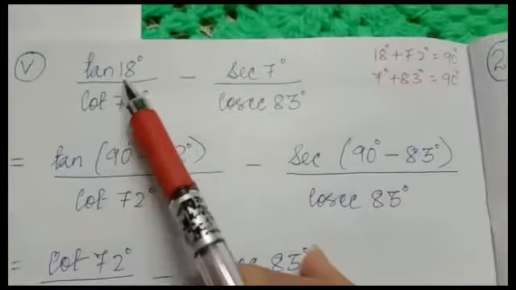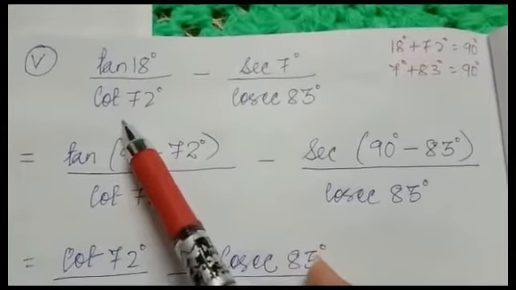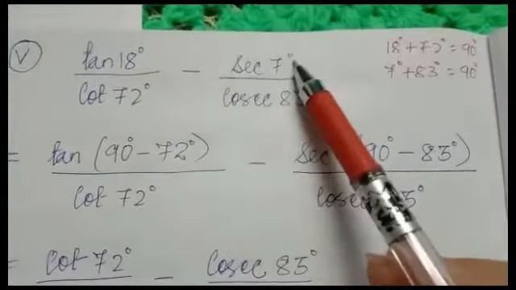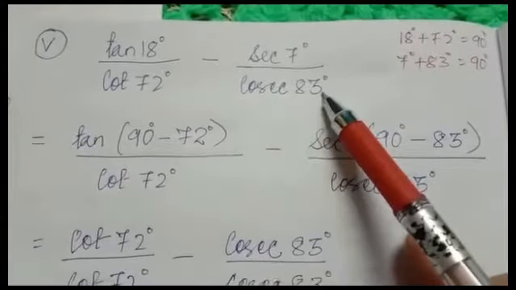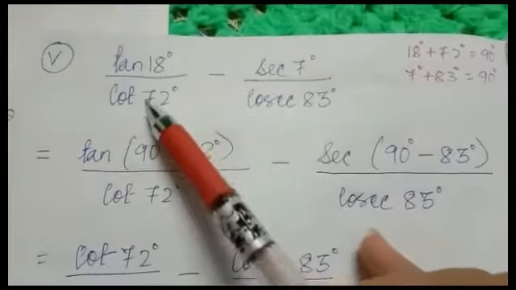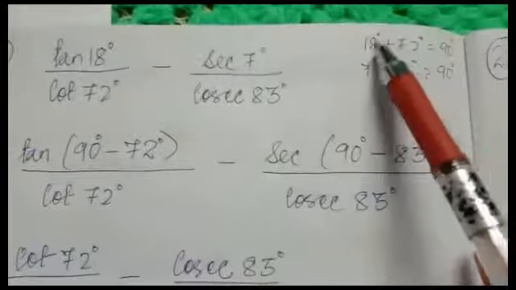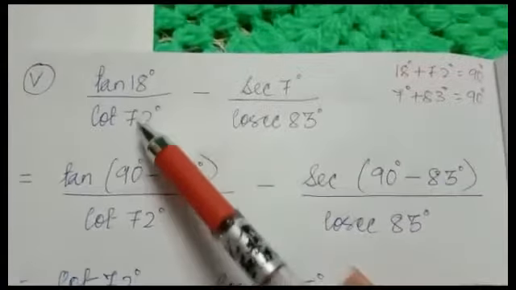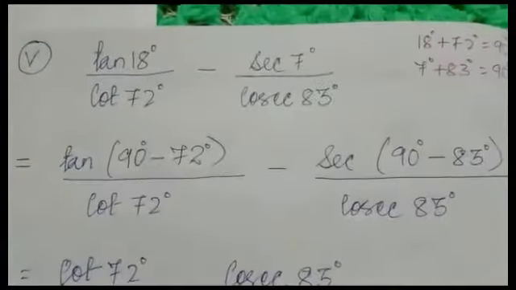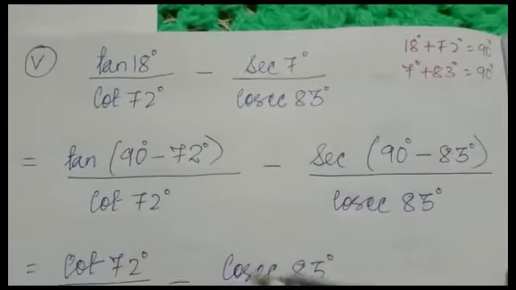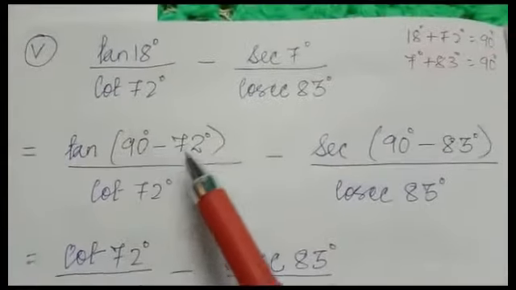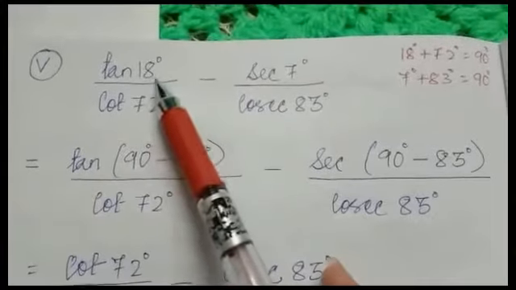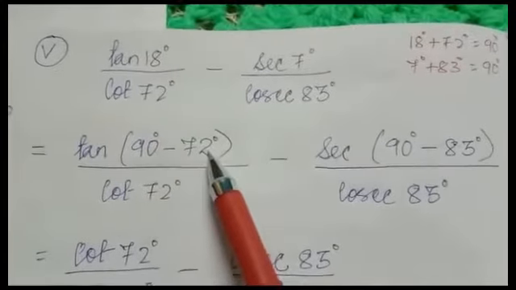Now number 5: tan 18 degree divided by cot 72 degree minus sec 7 degree divided by cosec 83 degree. So 18 and 72 are complementary because when you add them it will give 90 degree. So here in this first part, either you convert both into 72 or 18. Here I am converting into 72. So in place of 18 I'll write 90 minus 72.